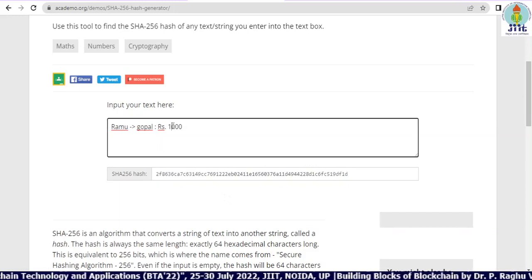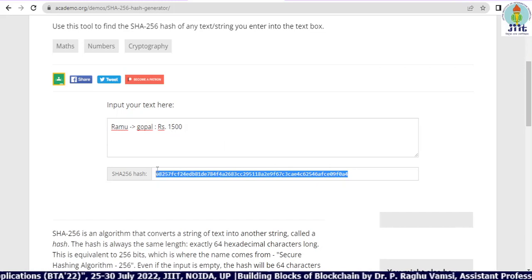Now, in future, if they try to modify it to 1500, you look at it, the message digest changes. So it is invalid, right? The message digest we generated previously is different from this message digest. So thereby the transaction recording will become invalid and the block will become invalid.